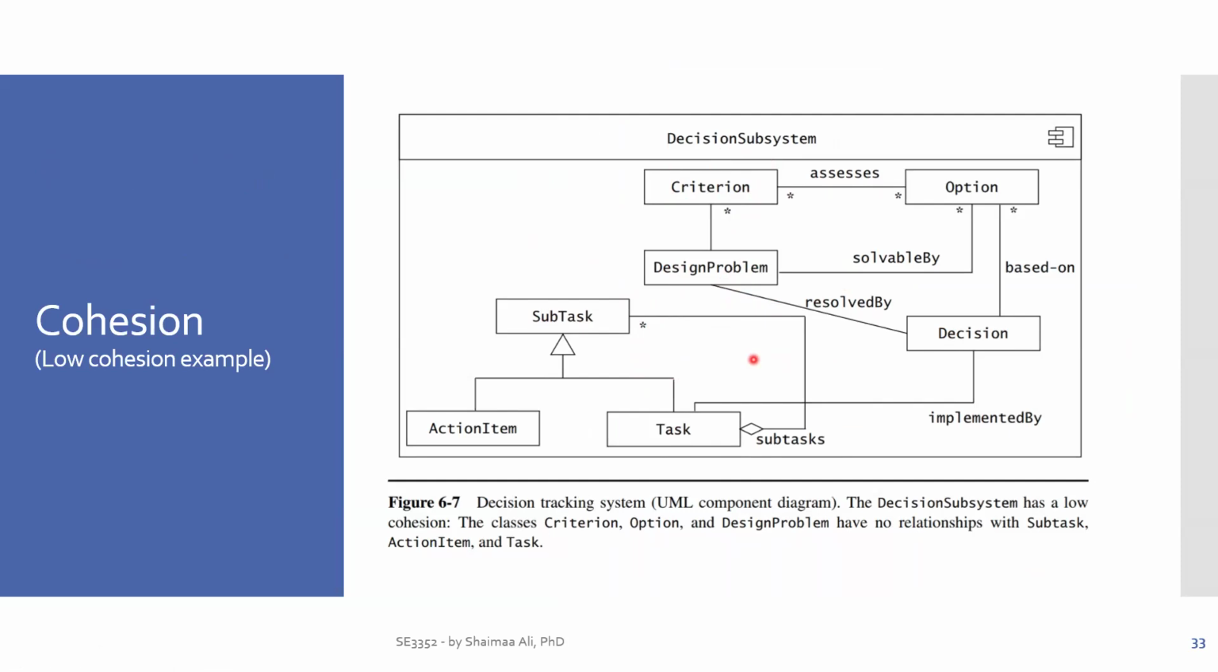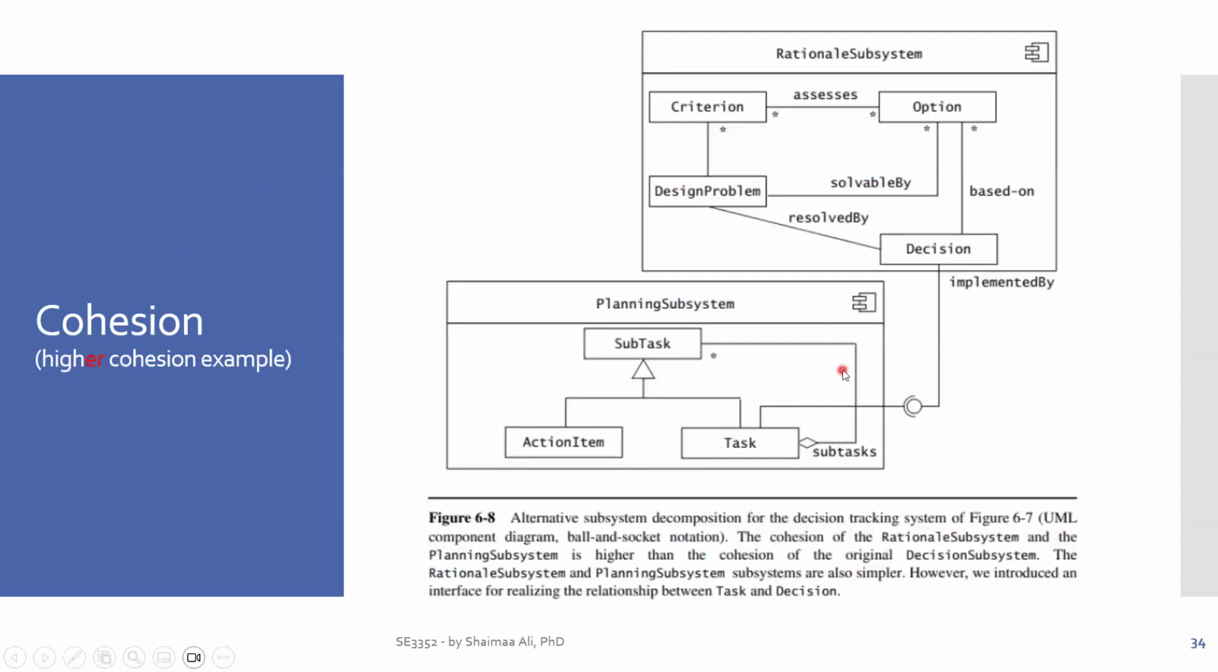In order to increase the cohesion, we split that into two smaller components. So you can see here, there's high dependency, or high relatedness, between these classes, and all of them are related to planning. There's high dependency between these other classes, and all of them are related to rationale. So we introduced two subsystems that have better cohesion, but we introduced a coupling as well.